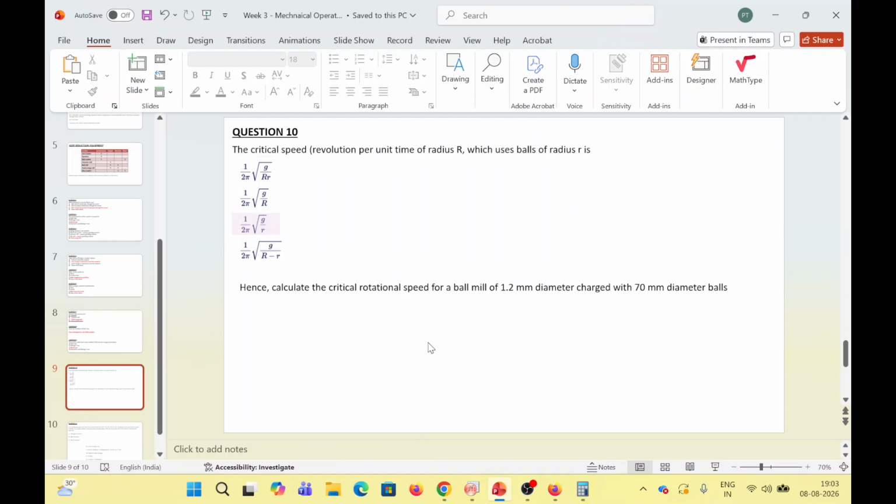Hence, calculate the critical rotational speed of a mill of 1.2 meter diameter charged with 70 mm diameter balls. So you just need to substitute the R value in terms of meters and then you'll be able to solve the problem. So what would be the answer? Anyone?